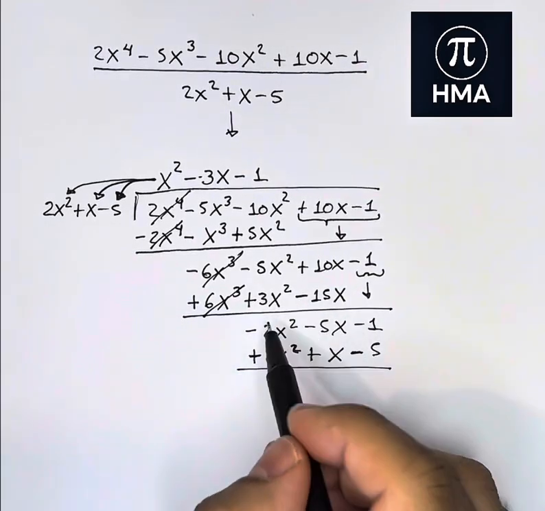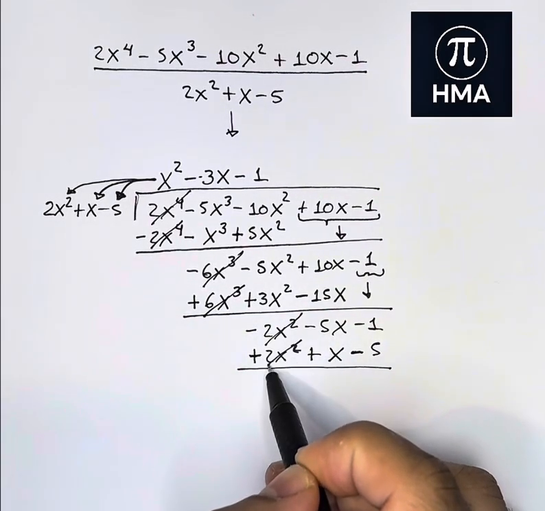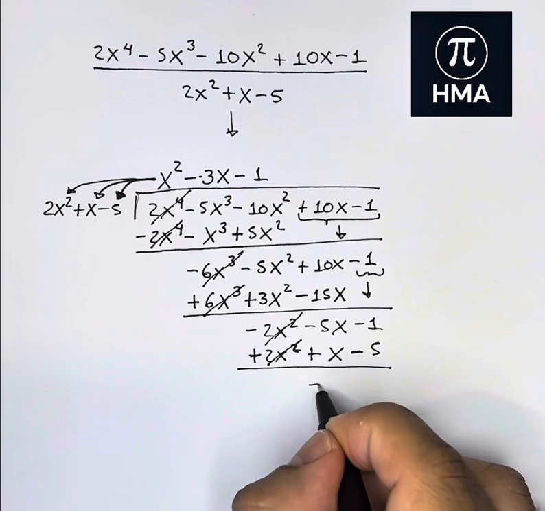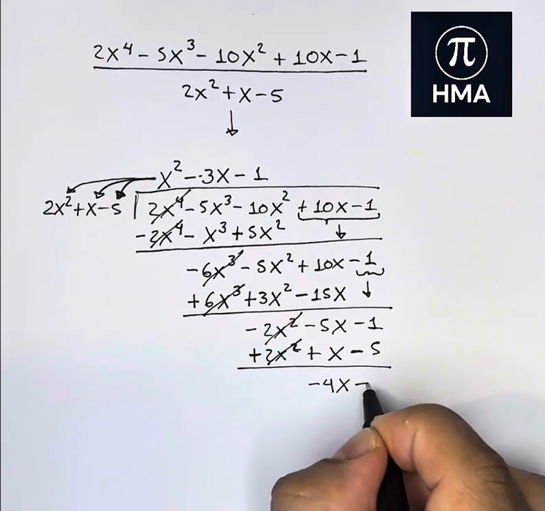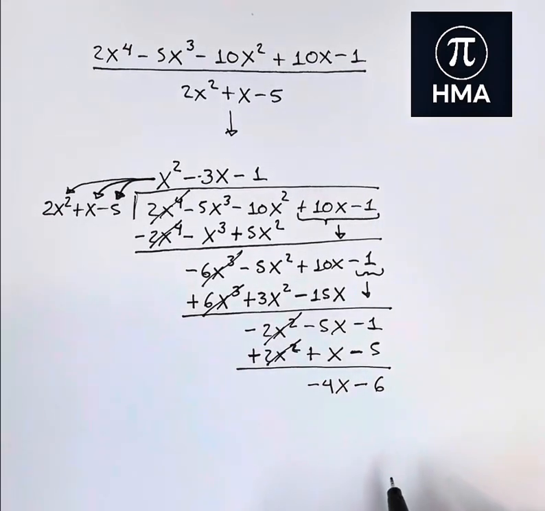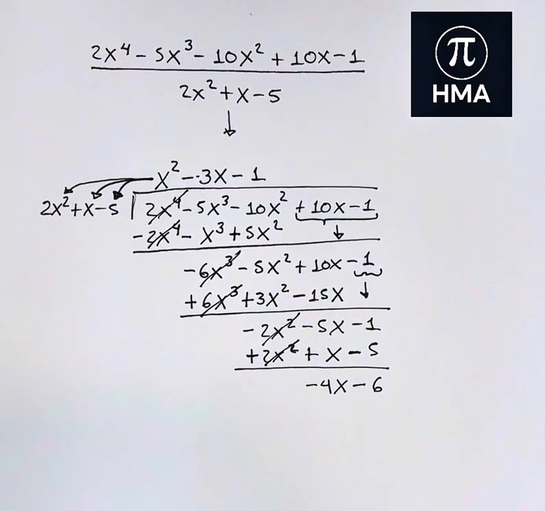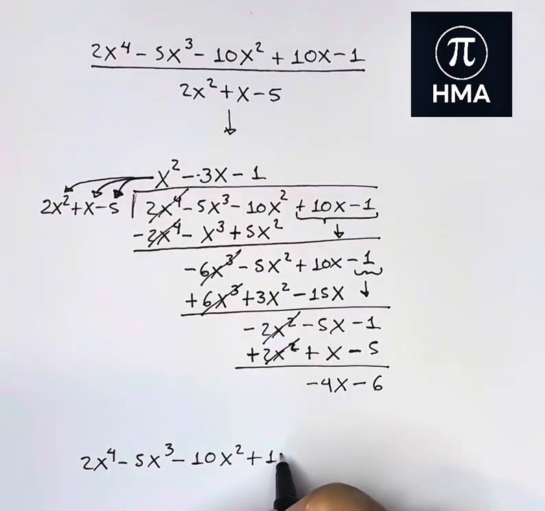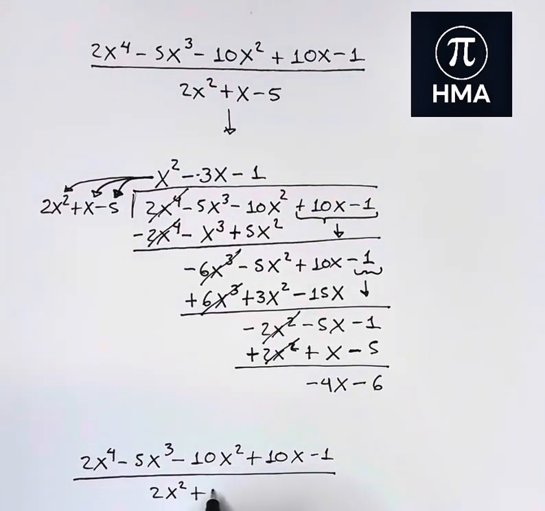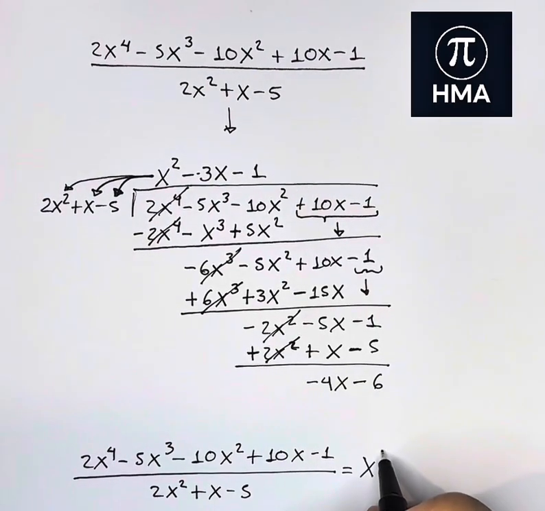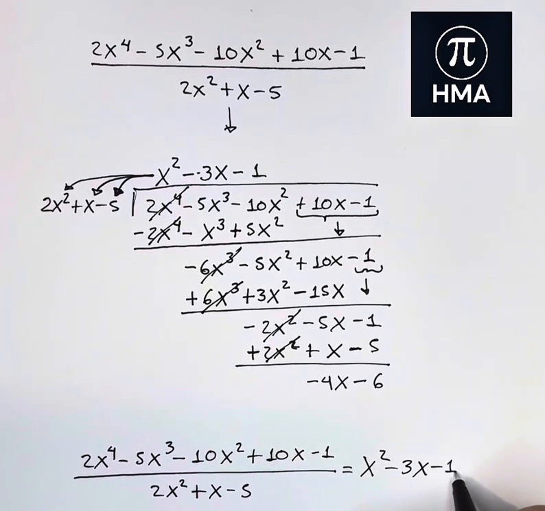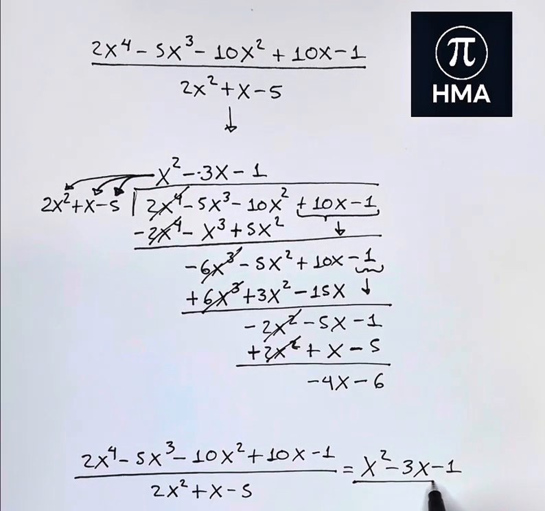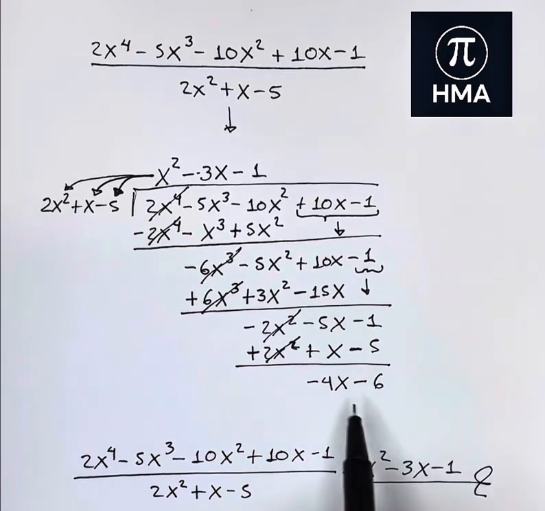And we proceed to perform the subtraction. We get this and this eliminated, and we have minus 4x minus 6. Then the result will be this trinomial with this remainder.